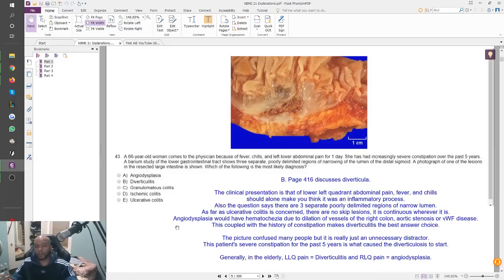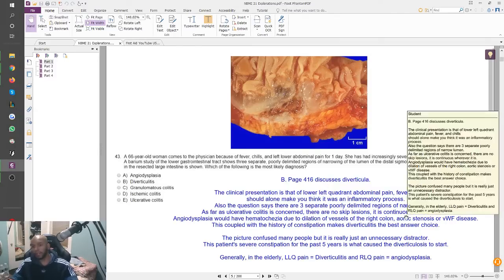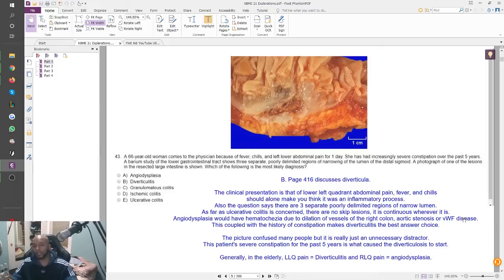Angiodysplasia is a very cool, very unique answer choice. Step 1 loves it too. This is one that would have all of these things. It would have hematochezia due to dilation of vessels of the right colon. Angio, dilation of vessels of the right colon, and patients usually have either aortic stenosis or VWF disease, von Willebrand factor disease. These questions are really awesome, and that's why Step 1 loves it.